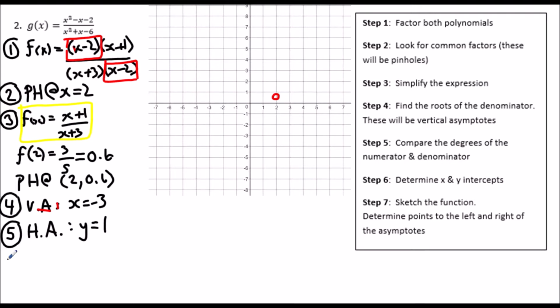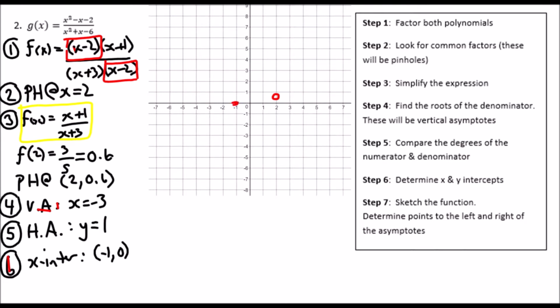Step 6, I'm going to find my x and y intercepts. So my x-intercept first. The x-intercept again just comes from the roots of the numerator, so x plus 1, so I'm going to have an x-intercept of (negative 1, 0), and I can actually plot that right now. Negative 1, 0 happens right about there.